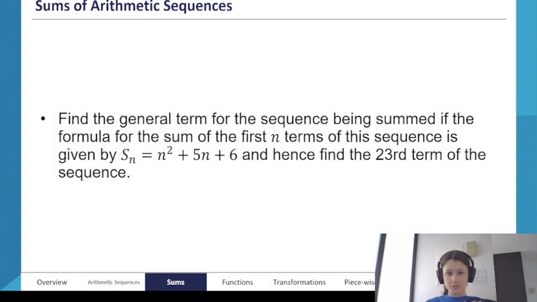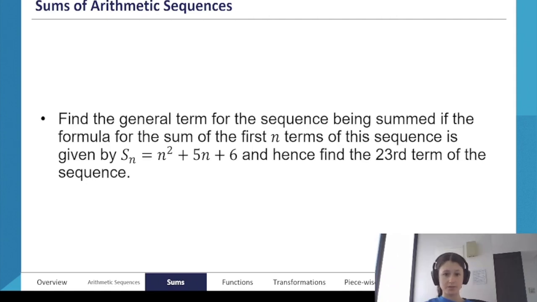So, we need to find the general term for the sequence being summed if the formula for the sum of the first n terms of this sequence is given by Sn equals n squared plus 5n plus 6, and hence find the 23rd term of the sequence.